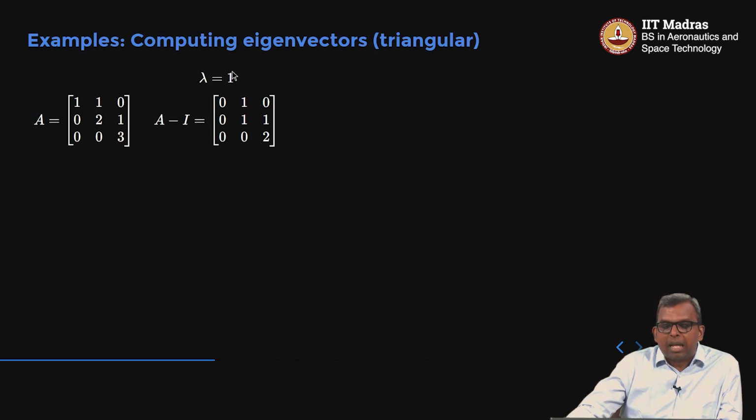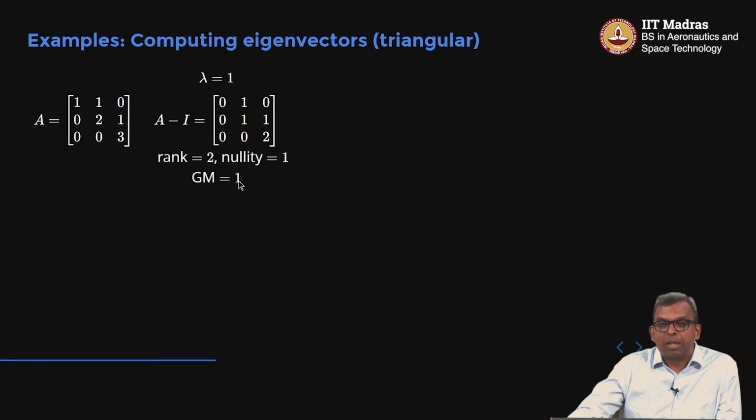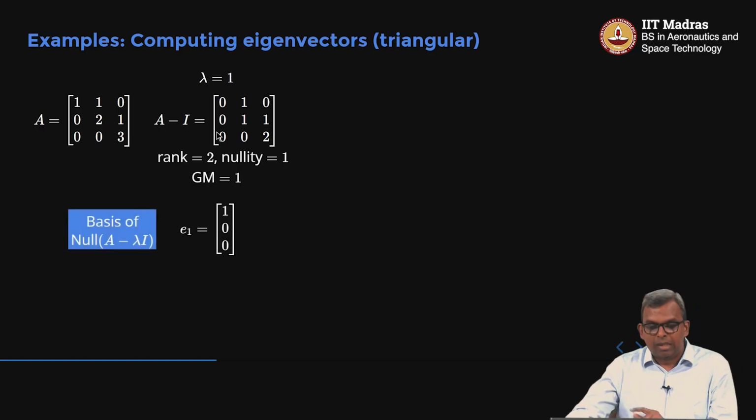So, let us begin with lambda equals 1. I am going to do A minus I. Once again I am going to subtract 1 from the diagonal. So, you have got a 0 0 0 column, something is there on the other side, but you quickly observe rank is 2, nullity is 1, geometric multiplicity is 1. So, you have got lambda equals 1 which had algebraic multiplicity 1, it is also getting geometric multiplicity 1. And you can quickly see what the eigenvector is going to be.